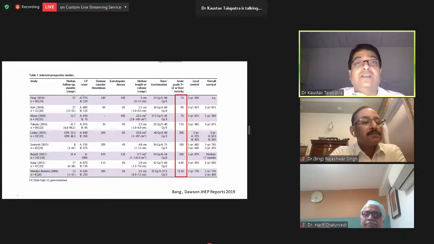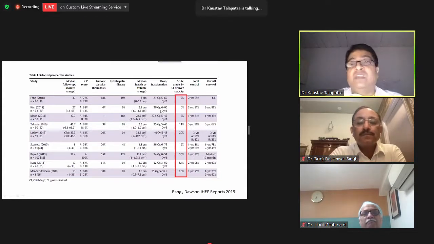This slide sums it all. Most of the series had patients with tumor vascular thrombus. Few of them had extrahepatic disease. These are the dose fractionations, anywhere between 35 to 50 gray. These are the acute liver toxicities and local control I have talked about.